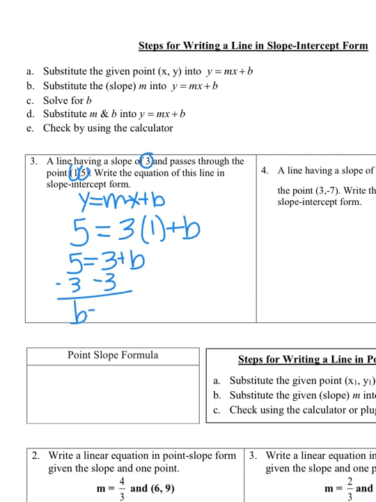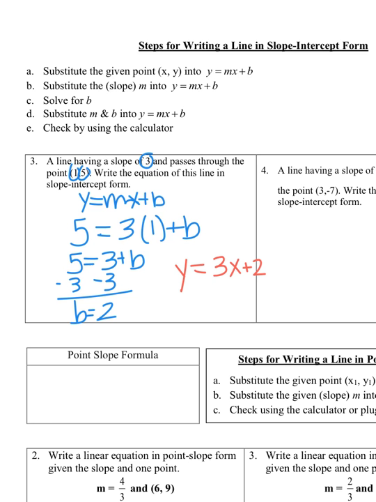And we find out that b equals 2. Now I've got enough information to write the equation of my line in slope-intercept form. I've got the slope from the beginning, and now I've got my newly found y-intercept. So that's my equation of my line.